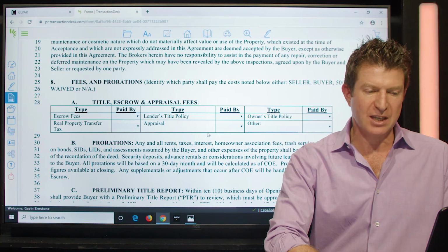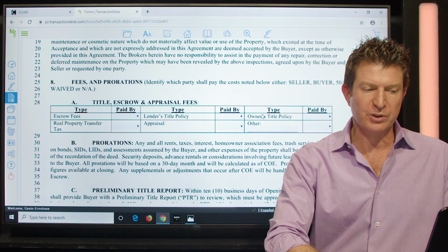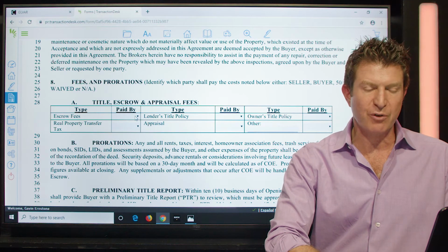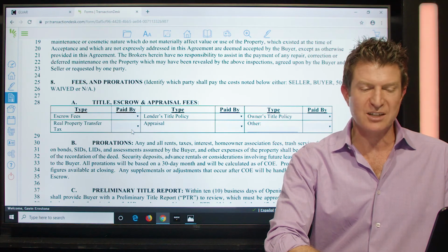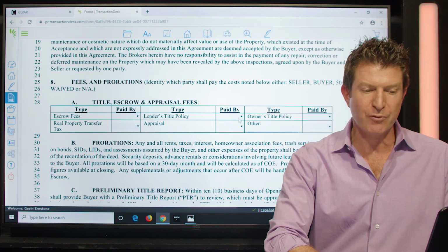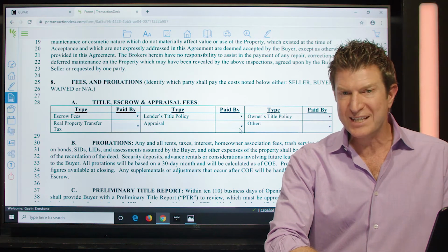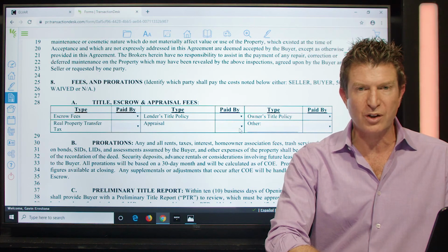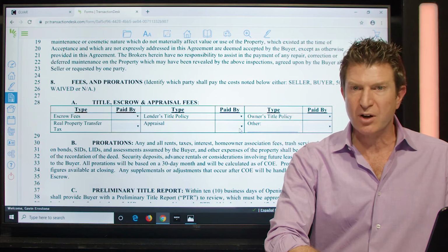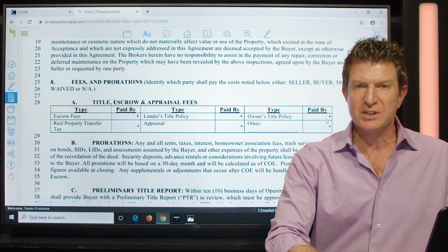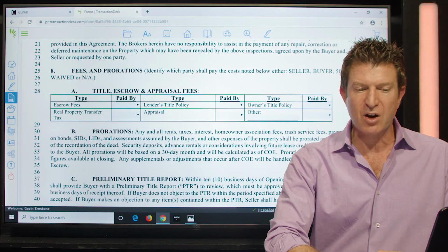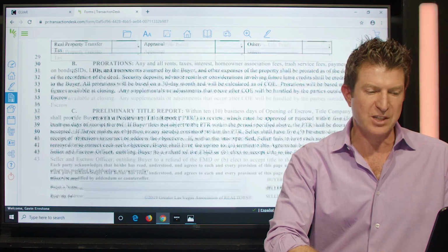Talking about fees, again, all of these need to be filled in one way or the other. The typical in the state of Nevada, escrow fees are 50-50. Transfer tax is typically paid for by the seller. Lender's policy is typically paid for by the buyer. Appraisal these days, and the guys who've been around for a while know it always used to be seller. These days it's shifted to buyer, but it can be either side. The owner's policy is typically paid for by the seller. But again, all of these things can be either. It's just important that they're specified.